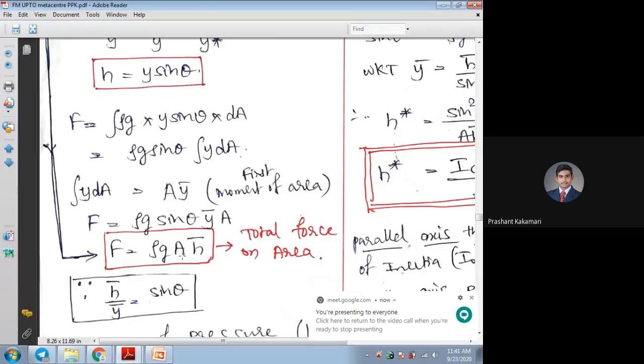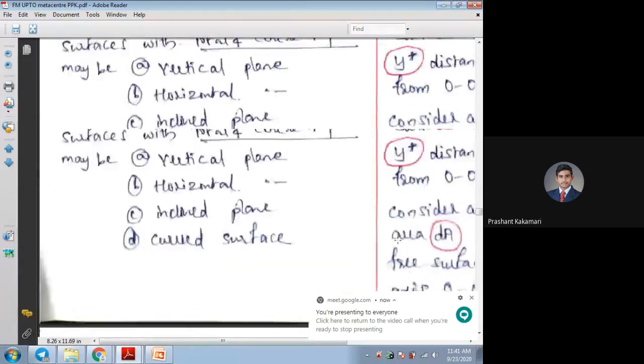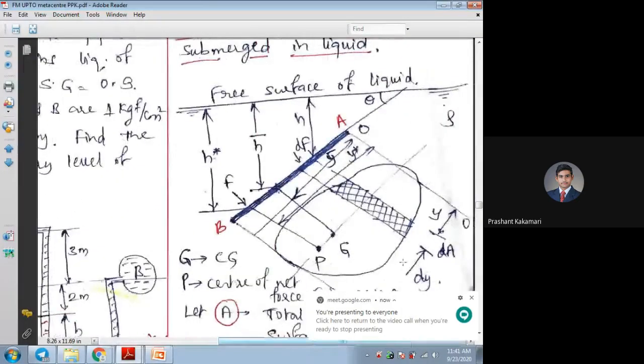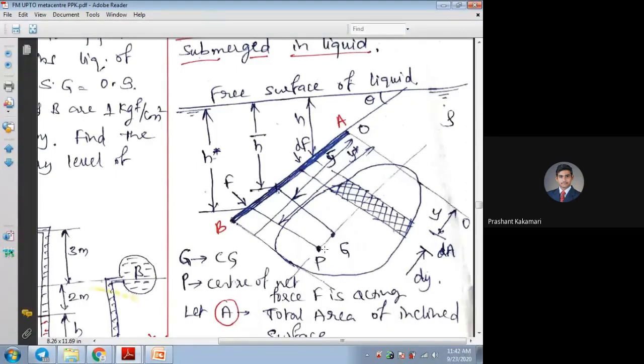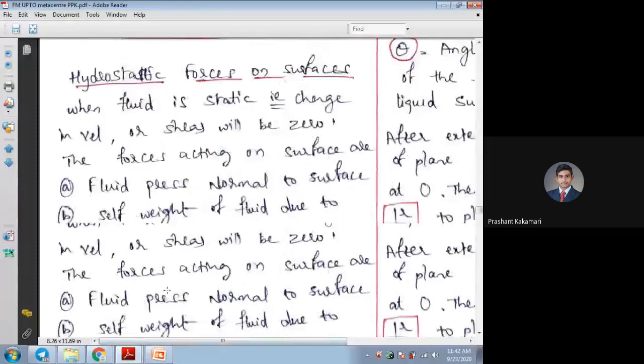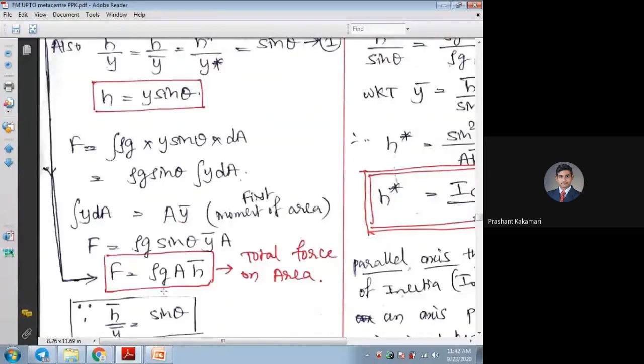Okay, total force and force point we understood. At h bar, the total force is concentrated. So the meaning of this equation is that the total force acting on the total area of this plate acts about this G point. That's why we are writing the equation with respect to y bar or h bar. Either you can write y bar sin theta into rho g, or h bar into rho g, for that given area. Now we'll talk about the pressure.